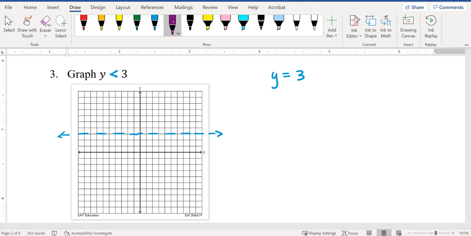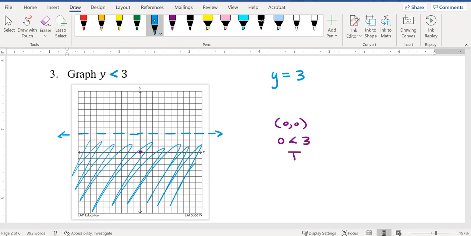Okay, so my test point is (0, 0). If I plug 0 in for y, is 0 less than 3? Yes, that's a true statement. So I want to shade the half plane that contains the origin. I want to shade down this way.